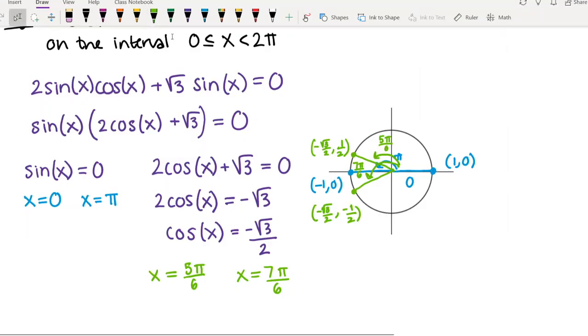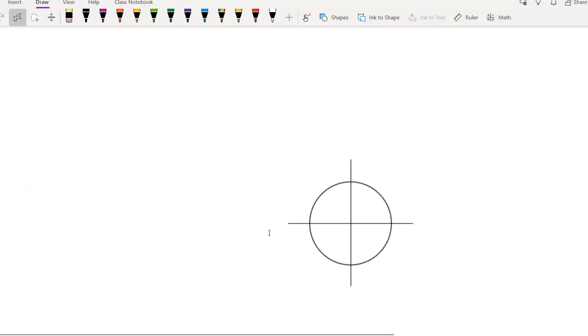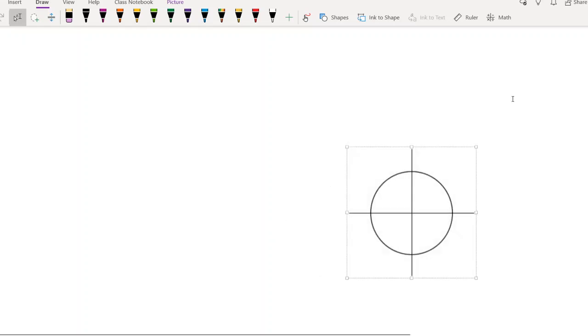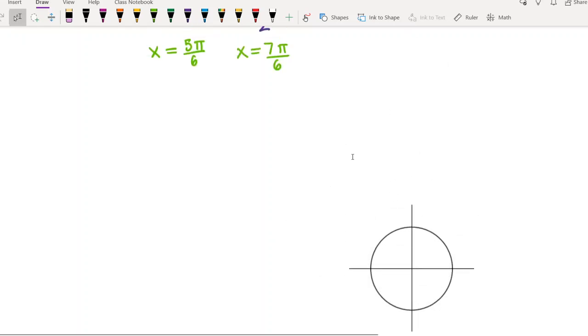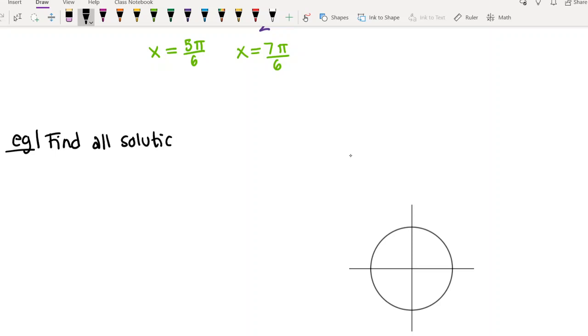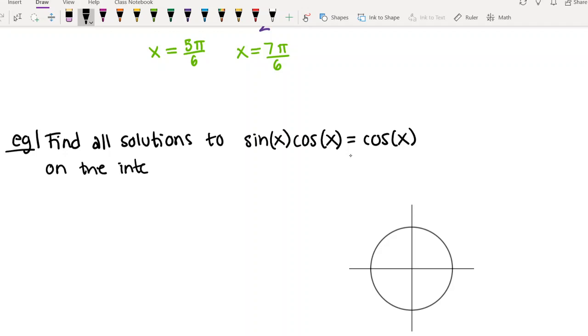All right, so one more along these lines, and then we'll look at a couple that bring in some non-trig equations together with trig equations. Okay, so in this one, we're going to find all solutions to sine of x times cosine of x is equal to cosine of x, and we're going to be solving this on the interval from 0 to 2 pi.